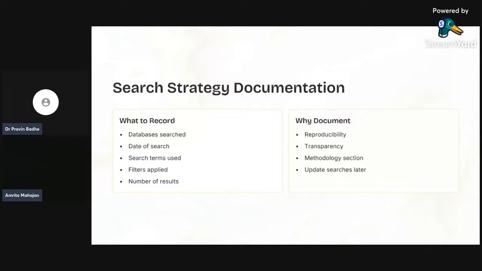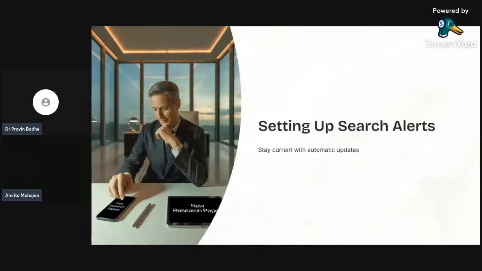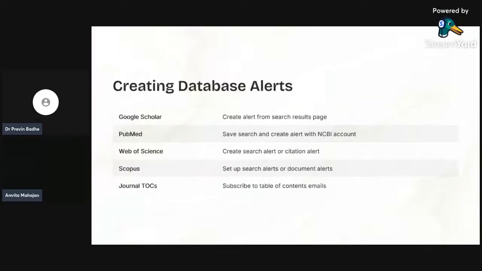Documentation is necessary to maintain transparency and reproducibility, to write the methodology section, and to update searches later. If you want to update your searches later, you can do it with the help of documentation. You can also set up search alerts. There are alerts in Google Scholar, where you can create an alert from the search results page.